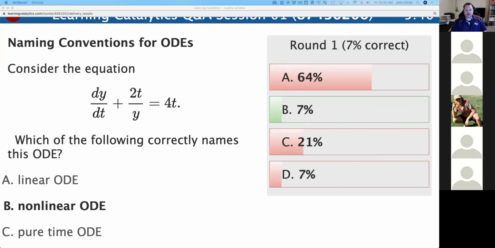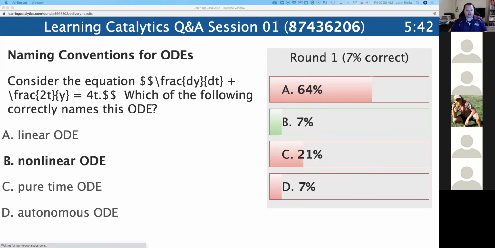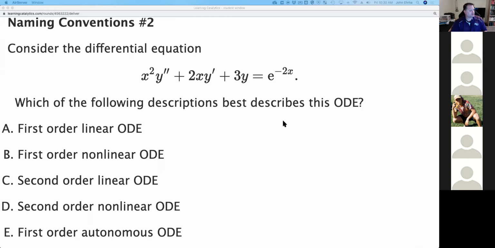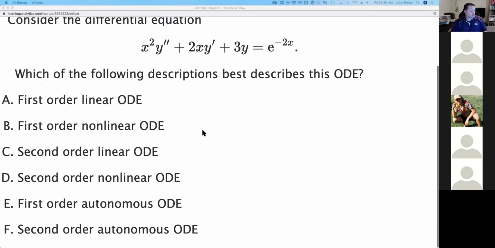Okay. So let's try another question, kind of similar, but here I'm going to throw a second order differential equation at you. Or maybe it's a first order, or maybe it's a third order. The point is you have order as a part of this as well. So you'll have to decide, is it first order linear, second order nonlinear, etc.